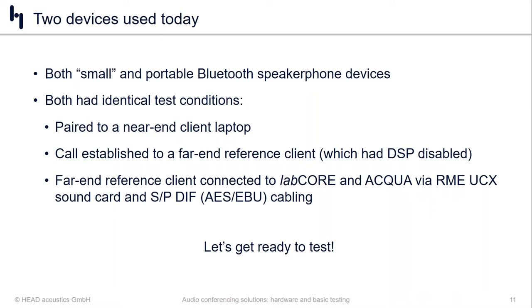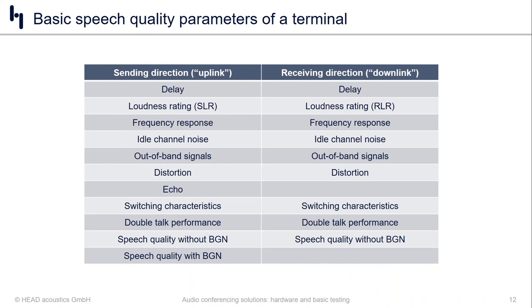So as we recall from the schematics, we were paired using Bluetooth to a near-end client laptop. And we had our call established to the far end reference client. We were connected, hardwired actually, through the router using Ethernet. And then the far end reference client had the DSP disabled. What that means is anytime we see data from the device, we can be sure that we are only looking at signals that have been processed by our DUT and not by the reference client. Now, the far-end reference client is then connected to the lab core and subsequently Aqua using a sound card and then the AES-EBU cabling. So if everybody's clear on that, I think we are now ready to get testing.